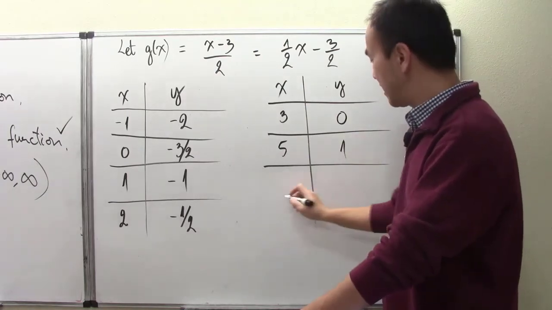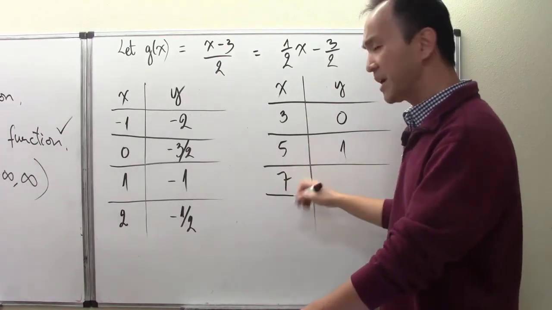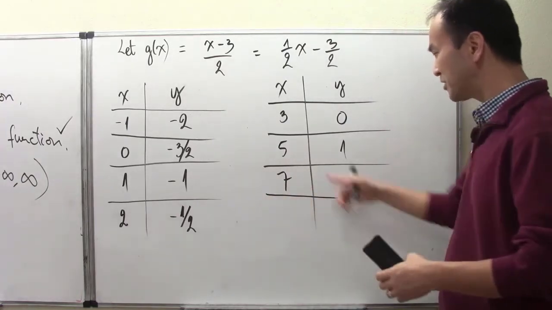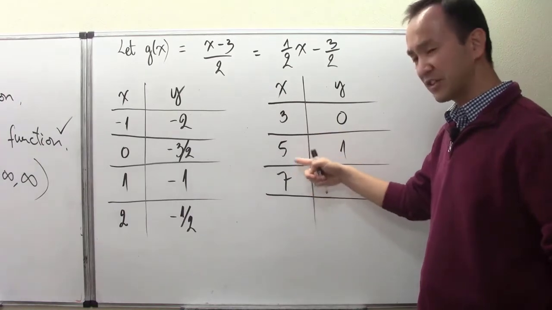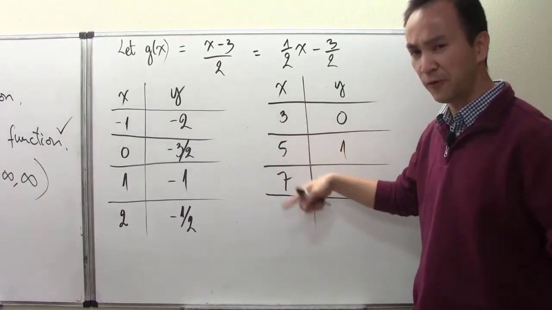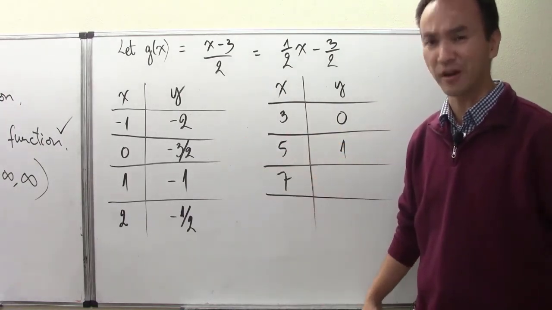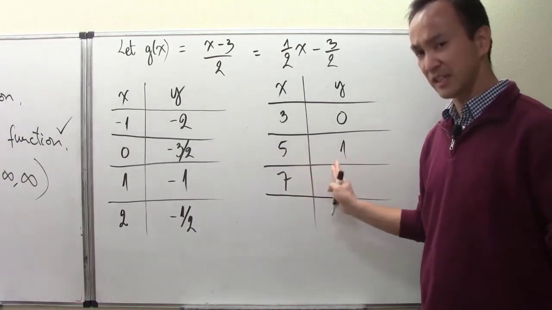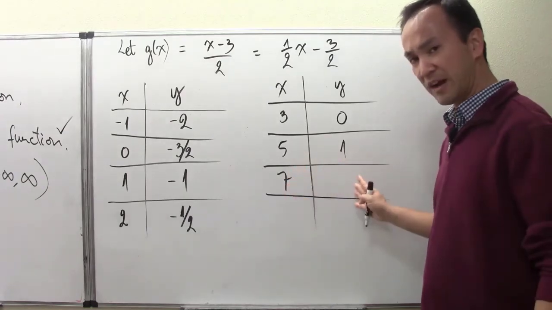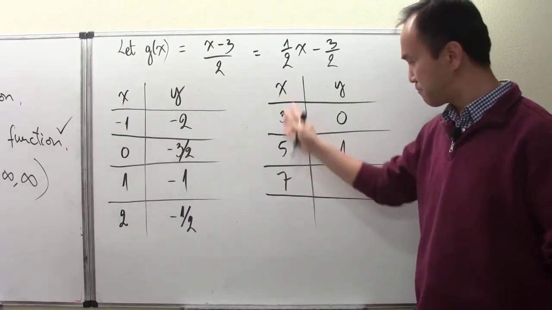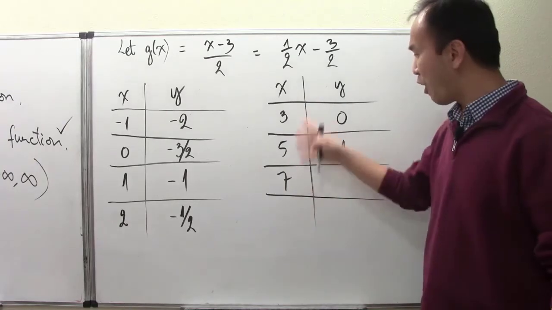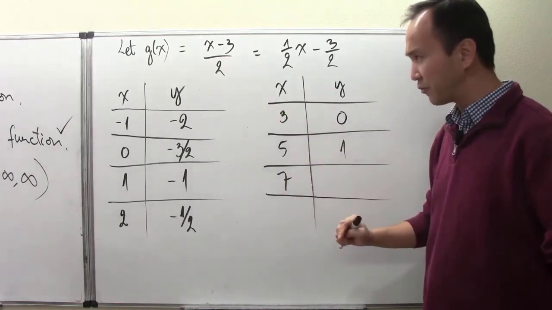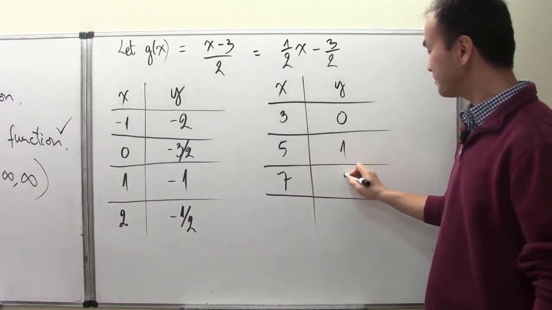Now let's choose 7. I'm skipping 6. You could have tried that too, and 3, 4, 5, 6, 7, but I purposely skipped 4 and 6. It's not important. They're just other input values that come out with corresponding output values, and they're all consistent with the rule of the function so far. So when the input equals 7, we come out with positive 2.